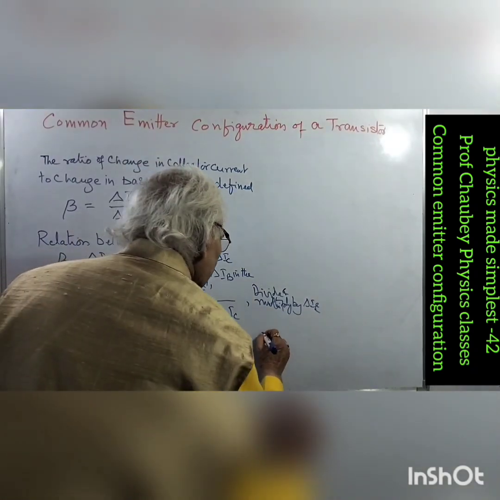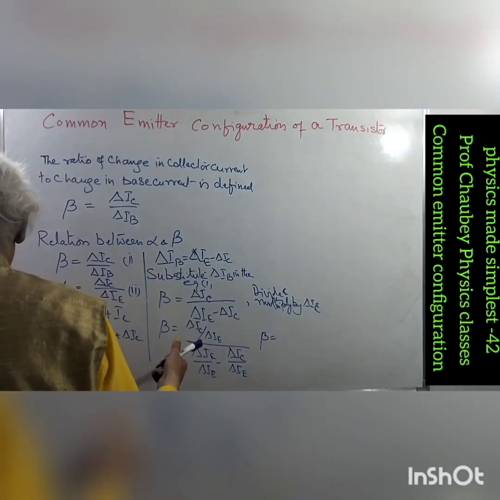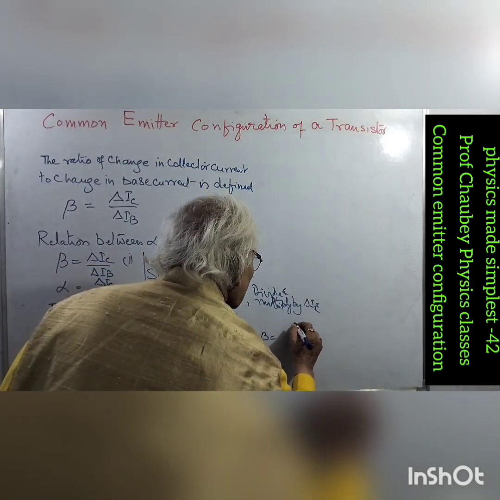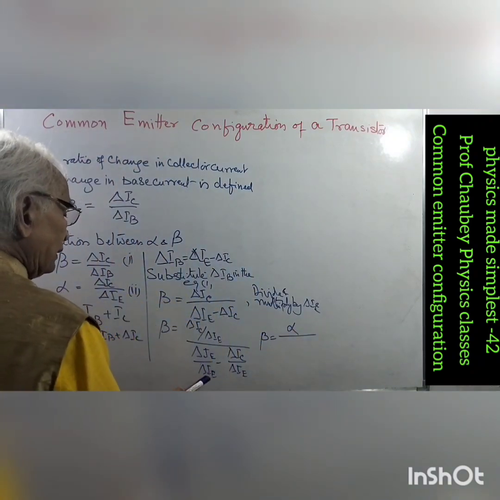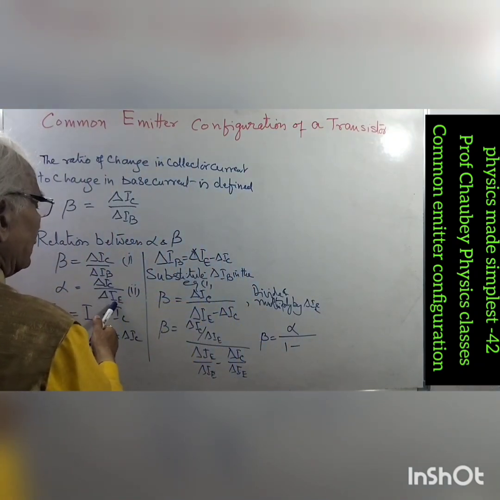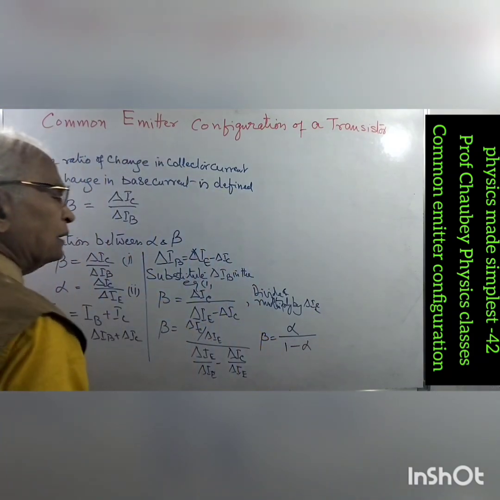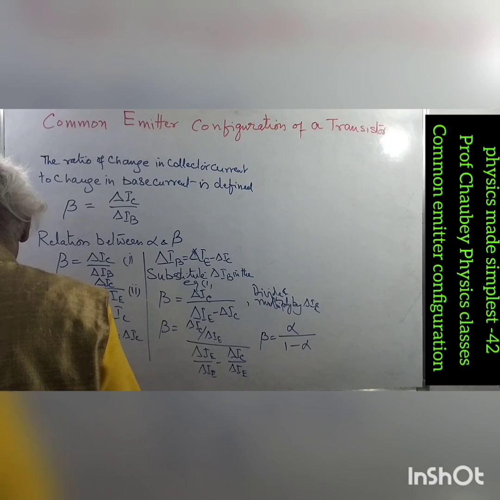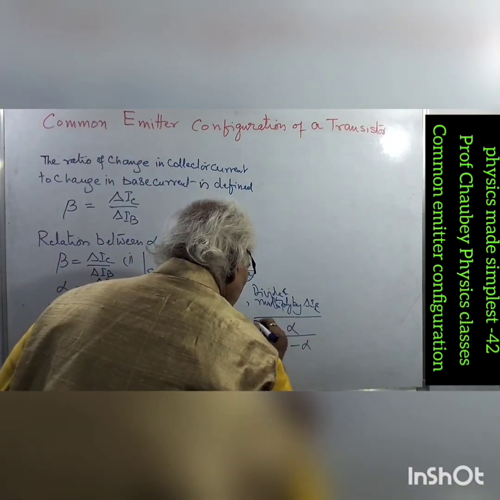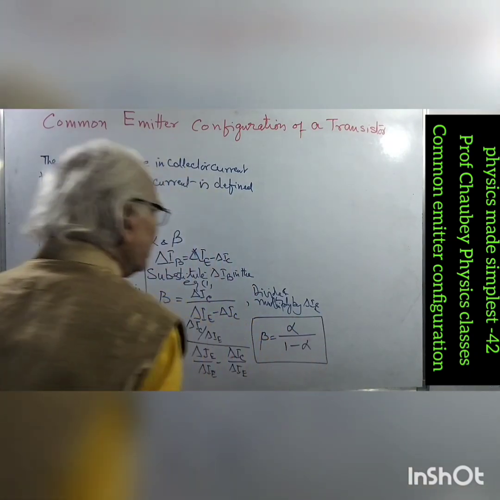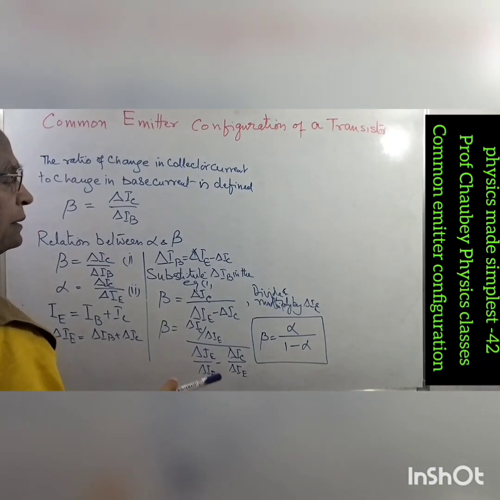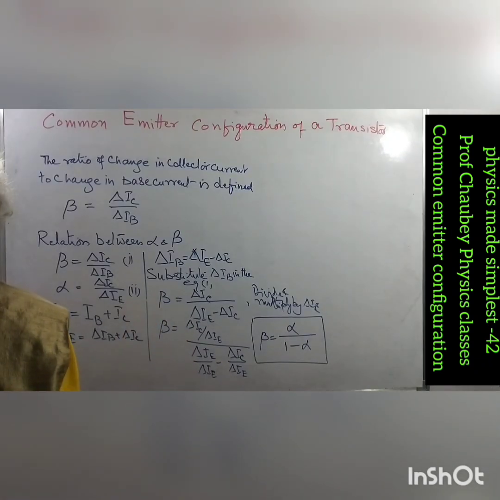So what will beta be now? Delta IC over delta IE, as per definition, is alpha. Delta IE over delta IE means 1, minus delta IC over delta IE, which is alpha. So beta is equal to alpha upon 1 minus alpha. This is the relation between two parameters of a transistor, alpha and beta, which are ratios of the change in the output current and the change in the input current.